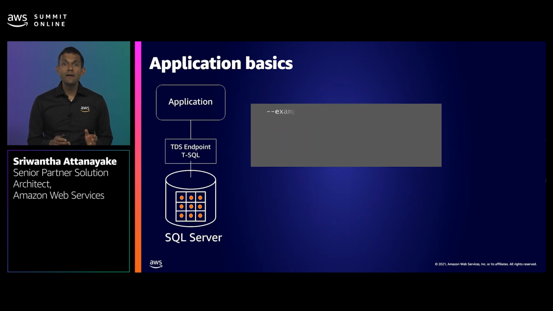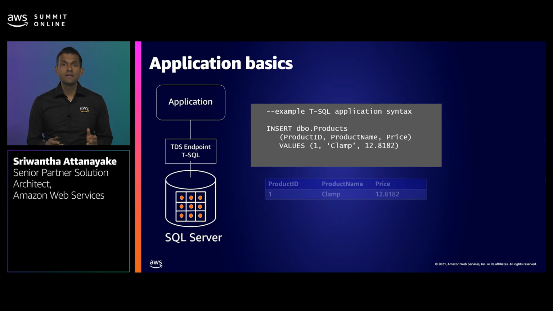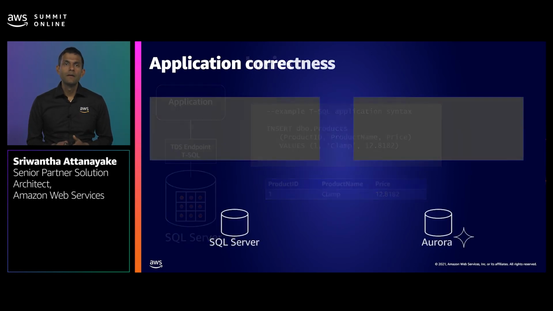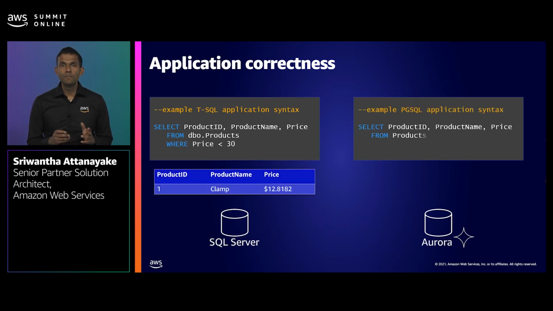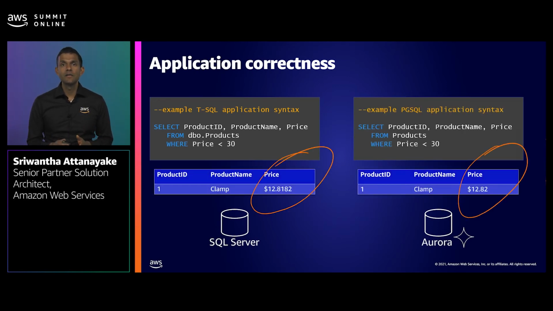If you add a product with price, let's say $12.8182, it will save the value with a 4 decimal place accuracy. Let's now query for the data in SQL Server for the product, let's say less than $30. In SQL Server, you will get the product and the price is accurate for 4 decimal places.